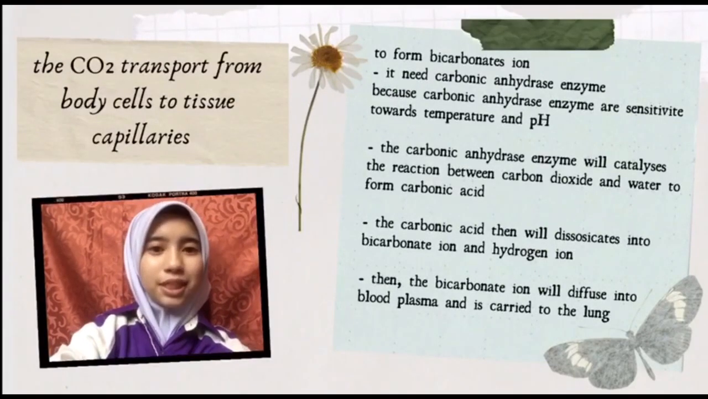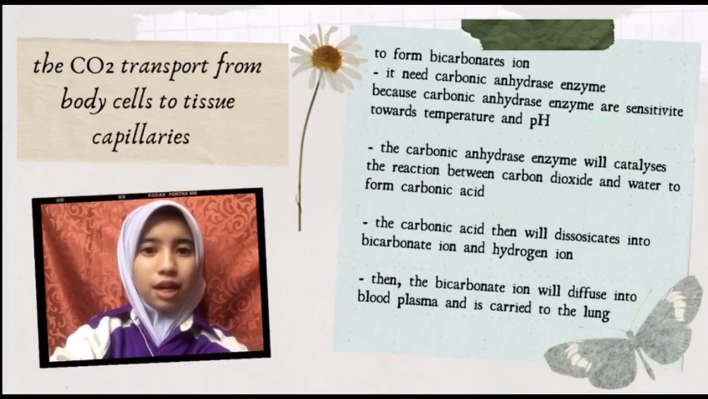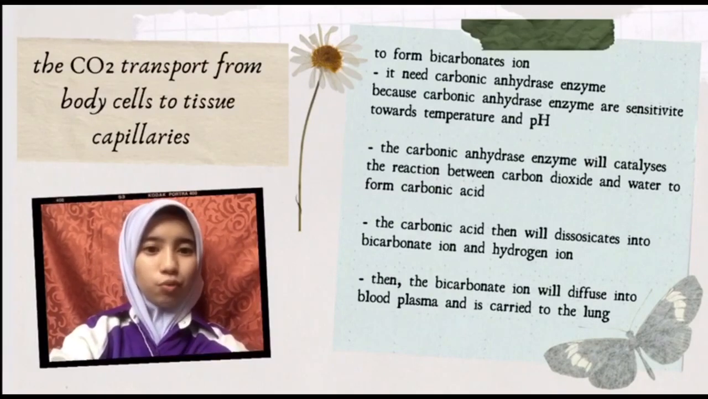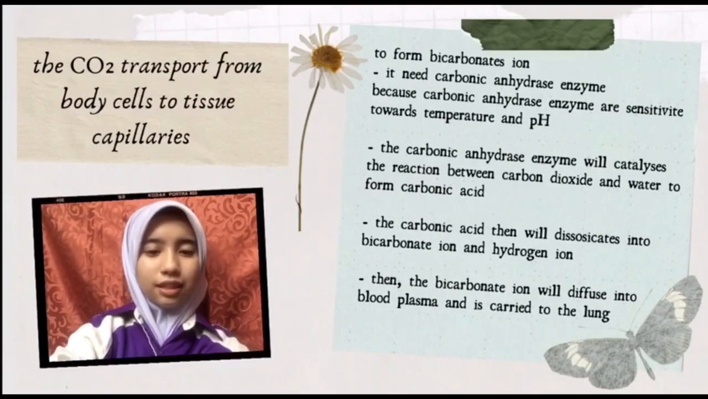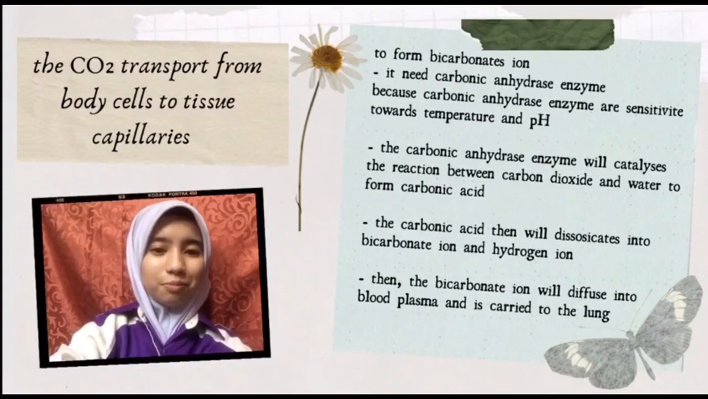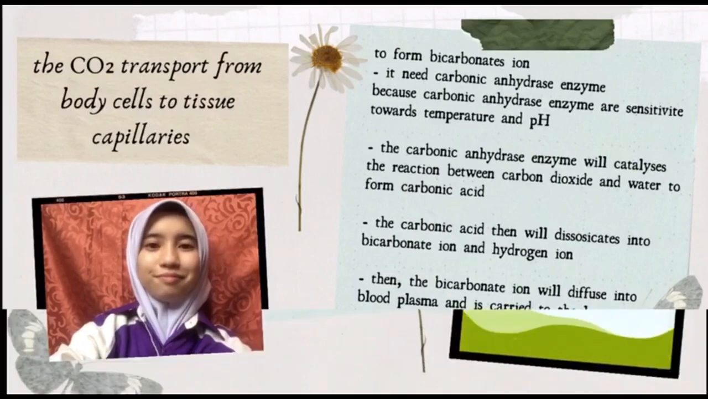To form bicarbonate ion, it needs carbonic anhydrase enzyme, because carbonic anhydrase enzyme is sensitive towards temperature and pH. The carbonic anhydrase enzyme will catalyze the reaction between carbon dioxide and water to form carbonic acid, and then the carbonic acid will dissociate into bicarbonate ion and hydrogen ion. The bicarbonate ion then will diffuse into the blood plasma and is carried to the lung.